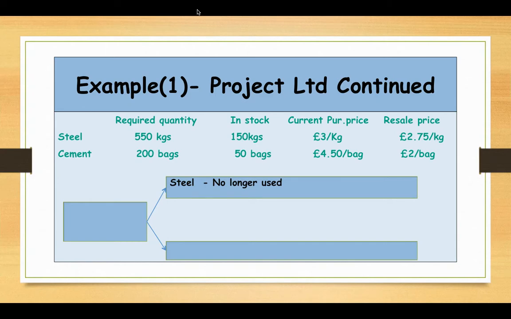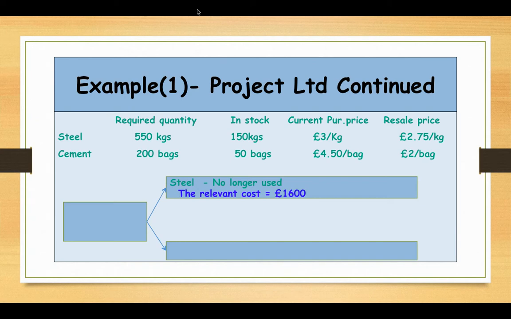So the relevant cost of that steel is going to be that 150 kilos in stock, we have to charge the current resale price of £2.75 per kilo. Plus the remaining 400 kgs, we have to buy at the price of £3 per kg. So the total relevant cost is going to be £1,600, because 150 times 2.75 plus 400 times 3.